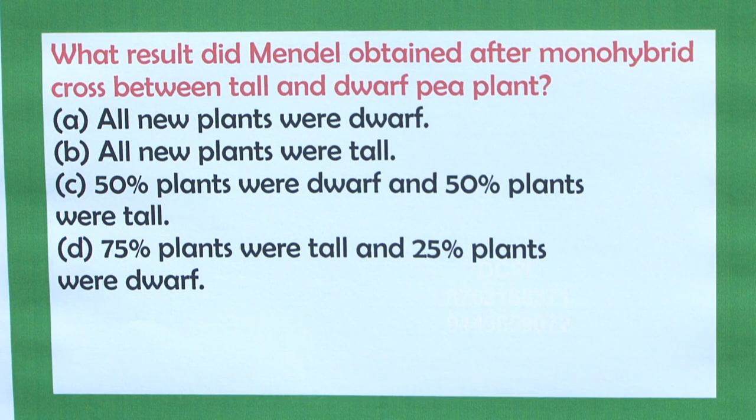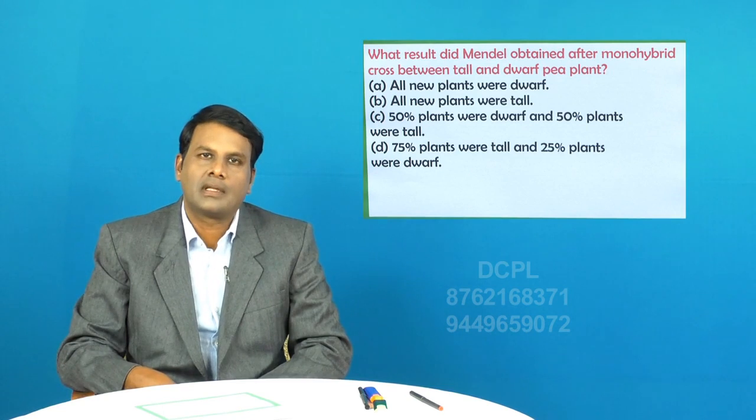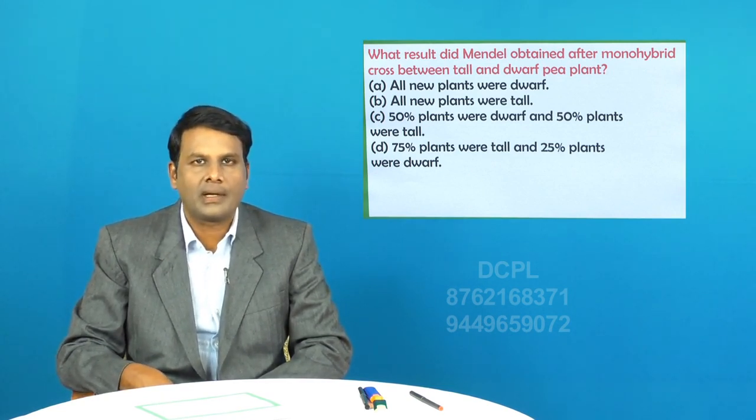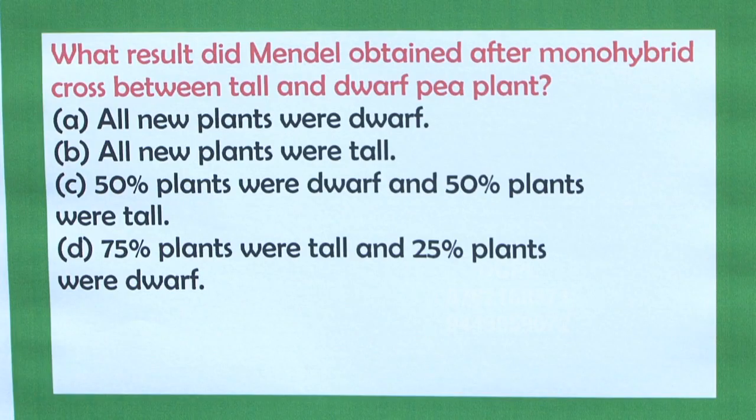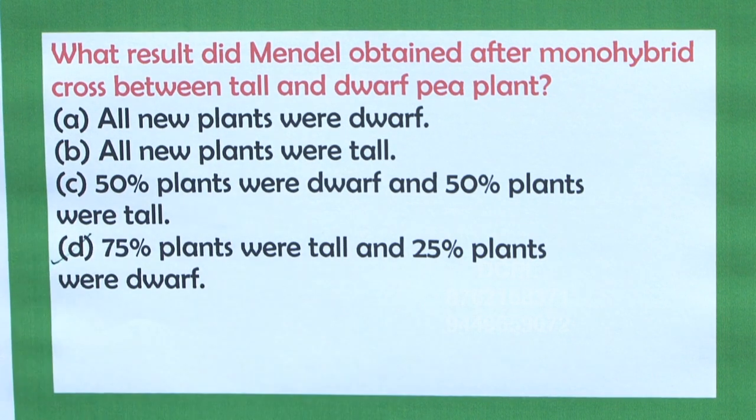As you have seen in the monohybrid cross in pea plants, in the F2 generation there are 75% tall plants and 25% dwarf plants, and hence the correct option in this particular question is option D, that is, 75% plants were tall and 25% plants were dwarf.